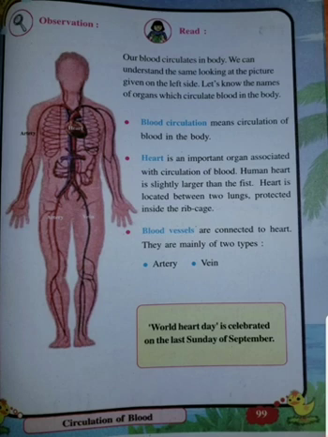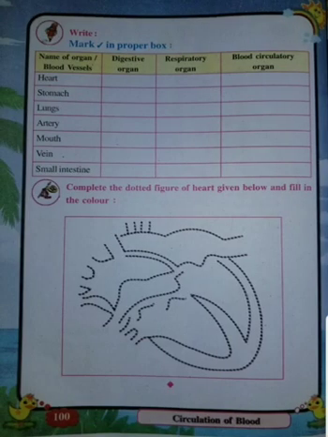So here next page come, here one box is given, you have to tick mark here. Name of the organ, blood vessels, heart. Heart में क्या है? Heart, then stomach, then lungs. So which are this? Heart कौन सा organ है? Blood circulation. What is that? So आप blood circulatory पे टिक करेंगे. Stomach किस में help करता है? It helps in the digestion.